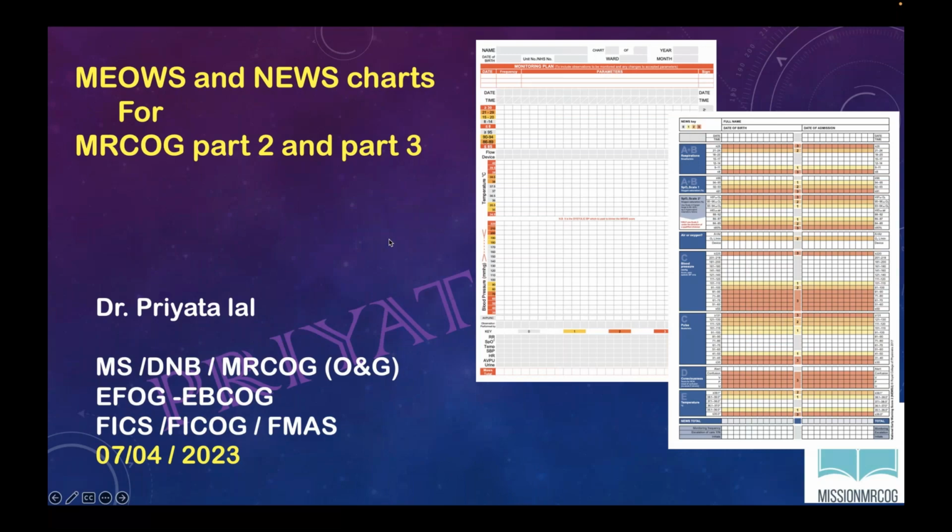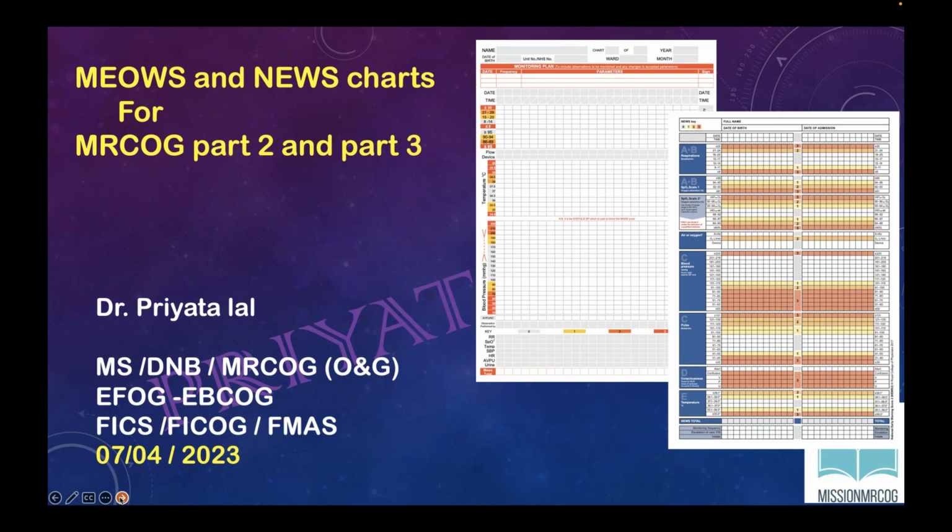Hello, people, welcome to class. So today I'll be doing a small class because I have been getting requests for an explanation of this MEOWS and NEOWS chart. Okay, so I'll be explaining that. So now, what is this? This is the MEOWS chart.